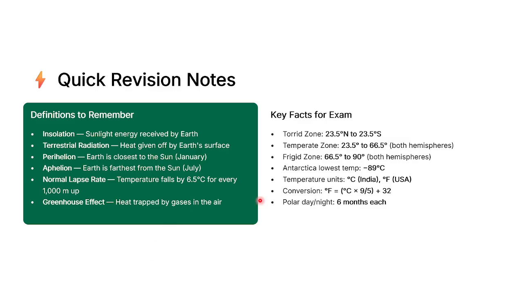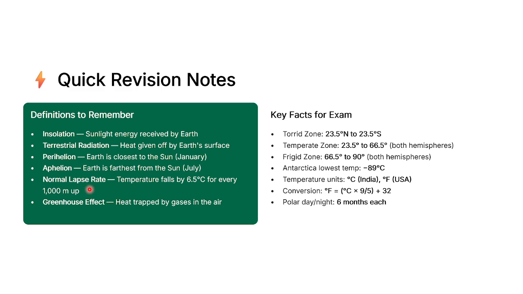Okay, quick revision of what we learned today. Insolation: what is insolation? Sunlight energy received by the Earth is called insolation. Terrestrial radiation is heat given off by Earth's surface. Then perihelion, so Earth is closest to the sun, that is in January. Aphelion, so Earth is farthest from the sun in the month of July.